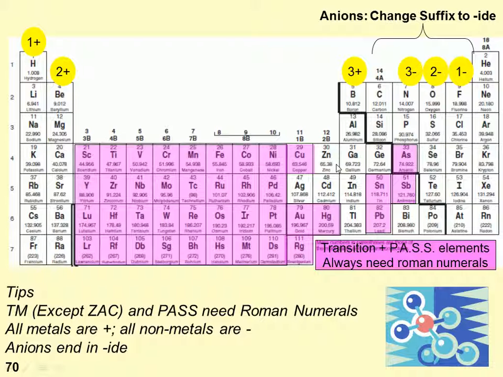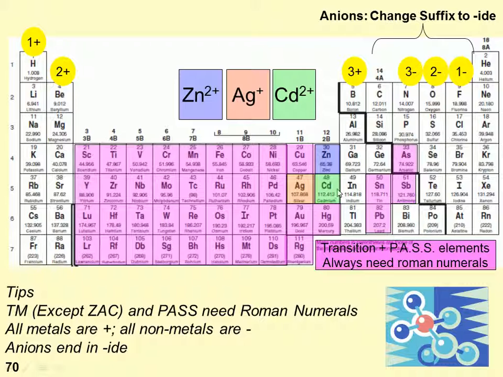There are also 3 other transition metals that are a special case. We call these the Zac elements because they spell Zac, Z-A-C. This includes zinc, silver, and cadmium. What's special about these Zac elements is that you must remember the charges for them. Zinc always has a 2+ charge, silver always has a 1+ charge, and cadmium always has a 2+ charge.